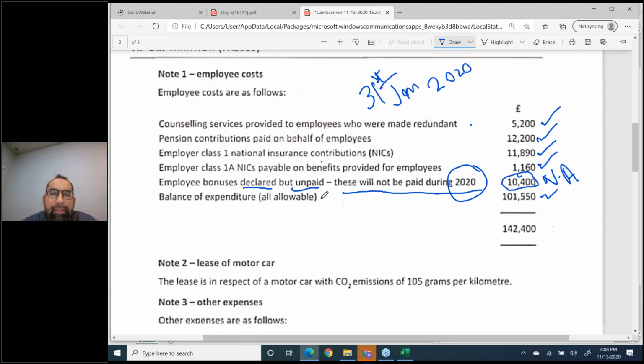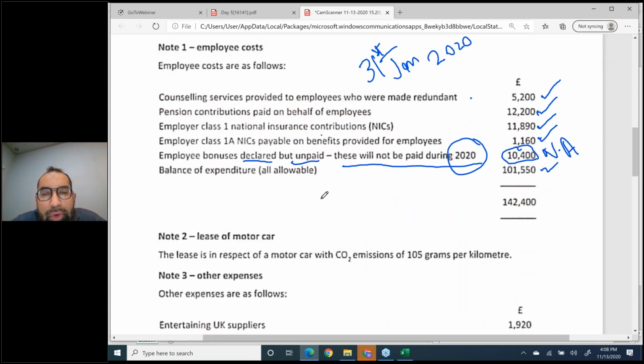Next, it is written: note, lease of motor car. The lease is in respect of a motor car with a CO2 emission of 105 grams per kilometer. Now, it's very easy. You studied this in the trading income chapter. Whenever you get a leased car rental issue, just simply check the CO2 emission rate of that car.